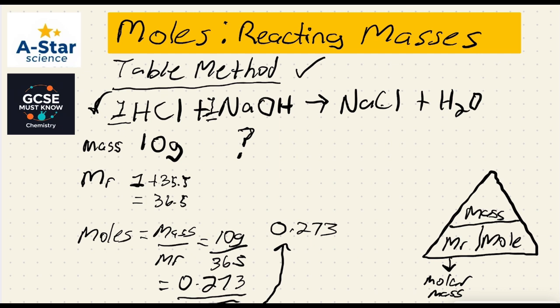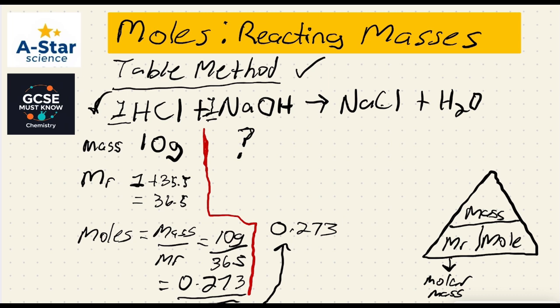Notice how I'm doing it and why I call it the table method. Because if you look, this is the column here for hydrochloric acid.